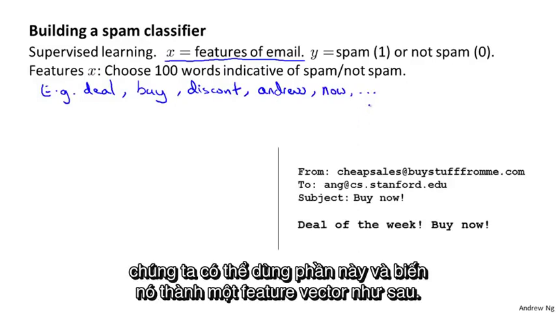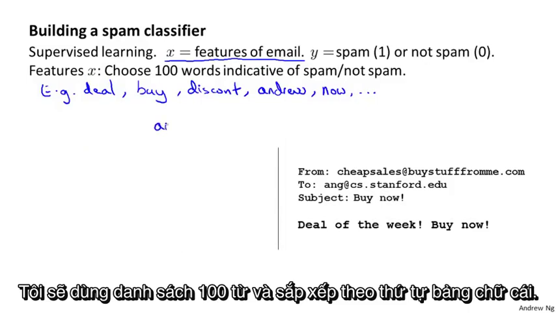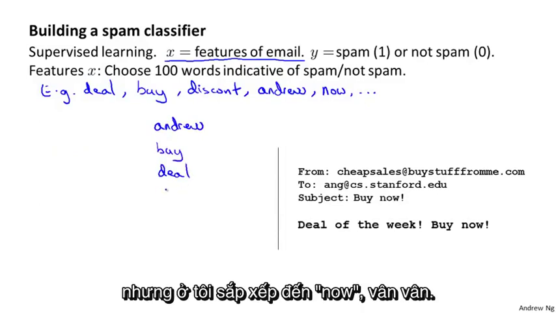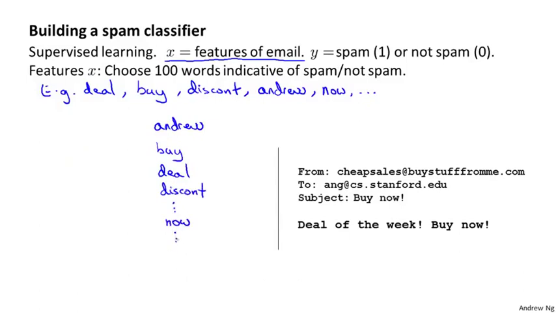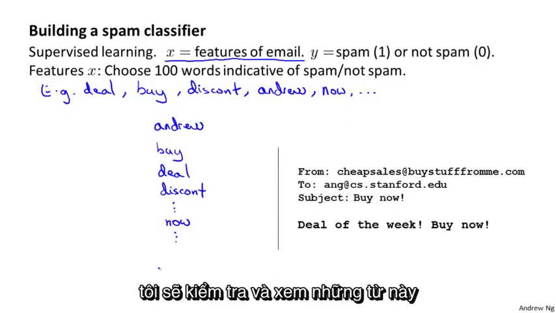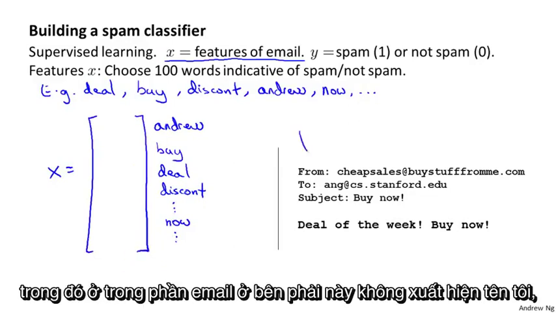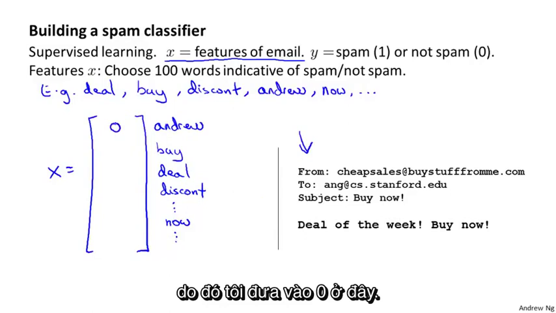Given a piece of email, we can then take this piece of email and encode it into a feature vector as follows. I'm going to take my list of 100 words and sort them in alphabetical order, say. Doesn't have to be sorted, but here's my list of words, discount, and so on, and eventually I'll get down to now, and so on. And given a piece of email like that shown on the right, I'm going to check and see whether or not each of these words appears in the email, and then I'm going to define a feature vector x, where in this piece of email on the right, my name doesn't appear, so I'm going to put a 0 there.